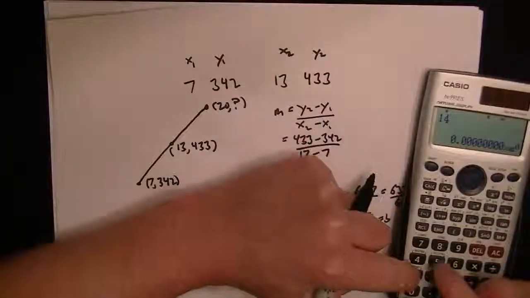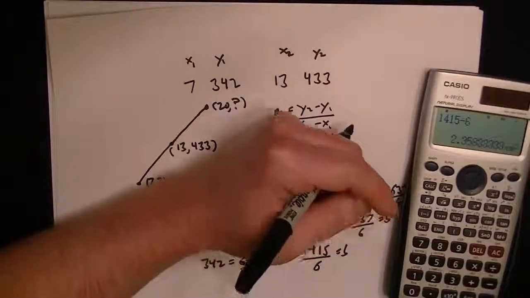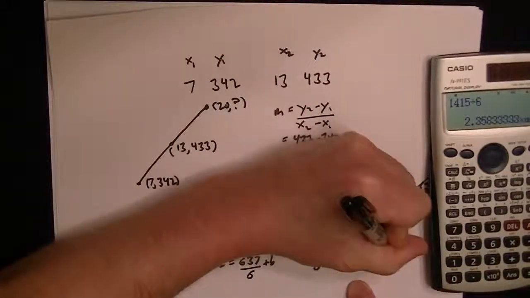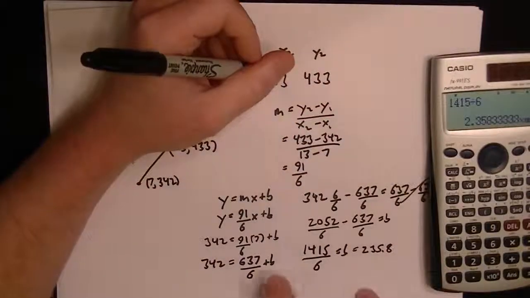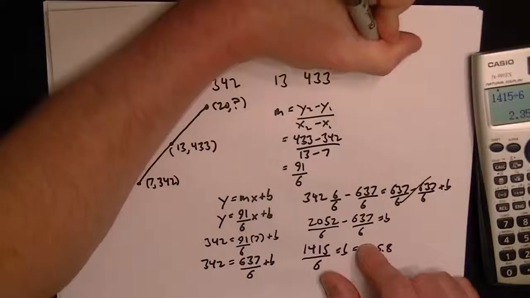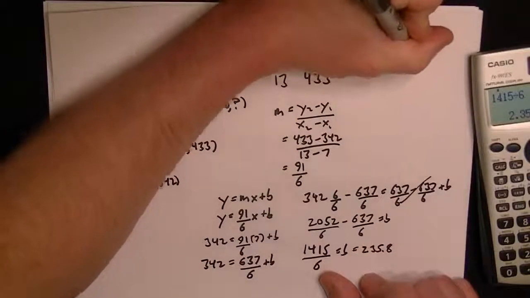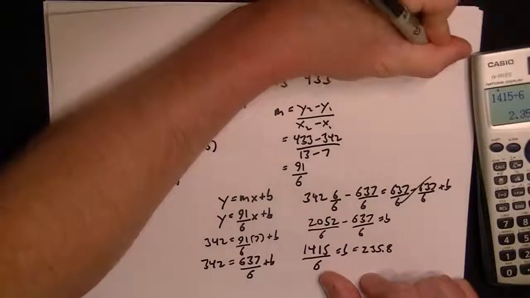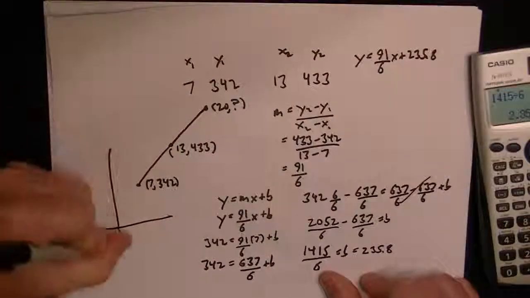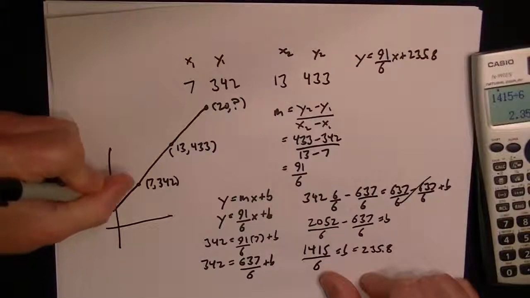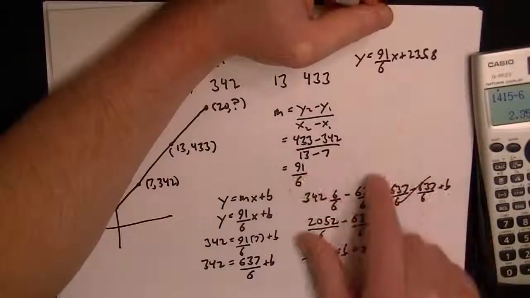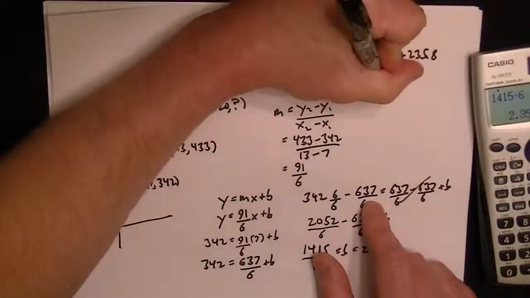So I'll just put that in decimal, and so we get b is equal to 235.8. Okay, so now we have the equation of the line: y equals 91 over 6 x plus the b value, which is 235.8. So b is the y-intercept. If you had the graph, b is the y value where the line intercepts the axis.